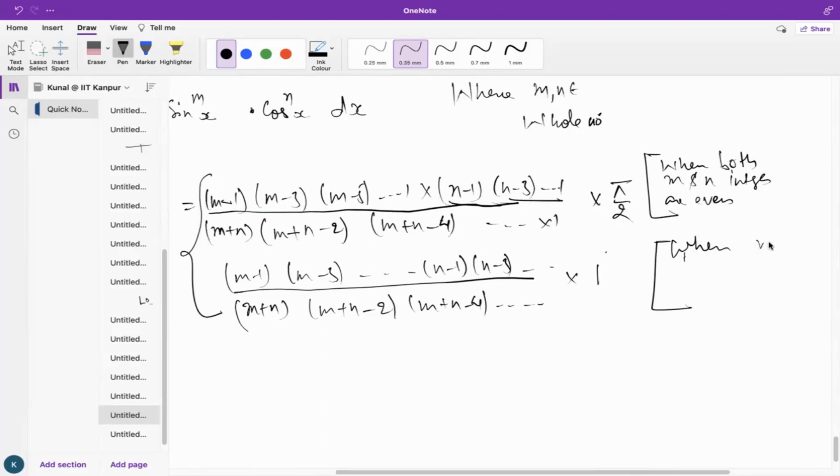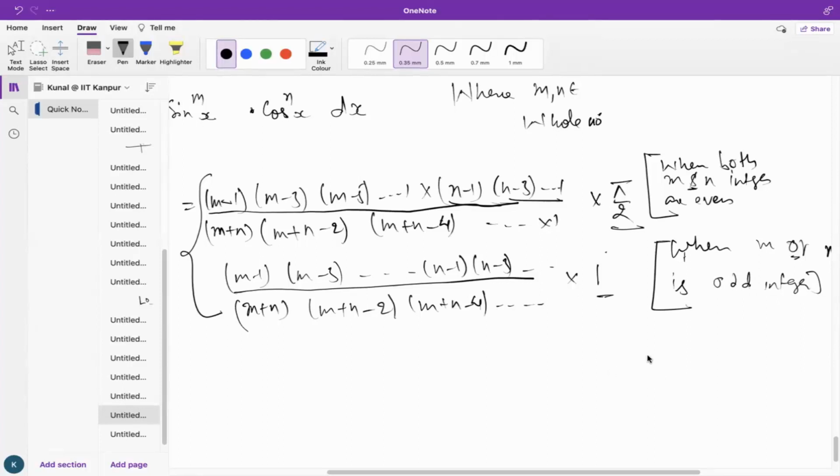Let me write here. When both integers must be even, then we multiply it by pi by 2. And when either m or n, one is odd or both are odd, then multiply it here by 1. I hope you all understand what I'm trying to say.